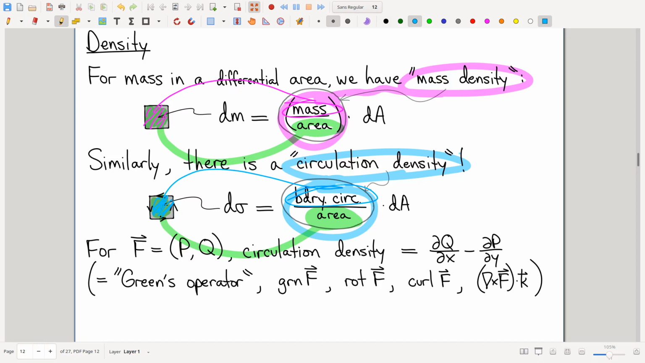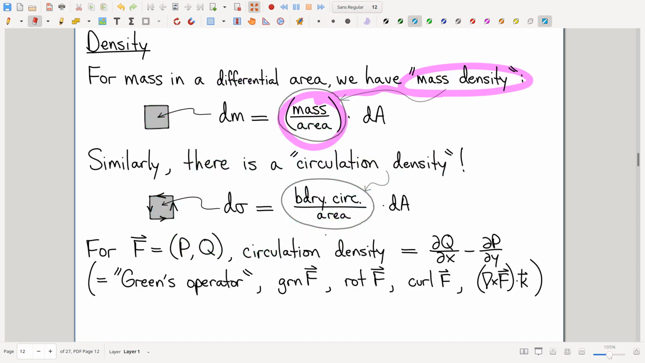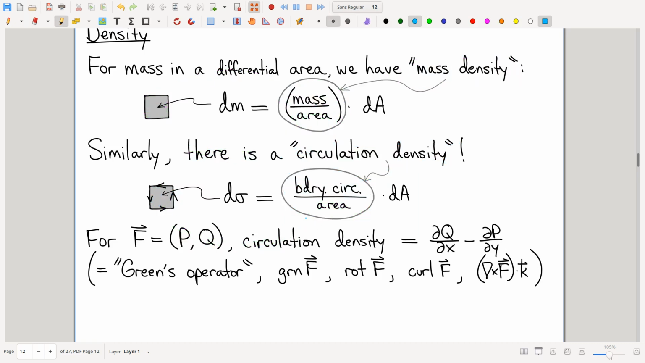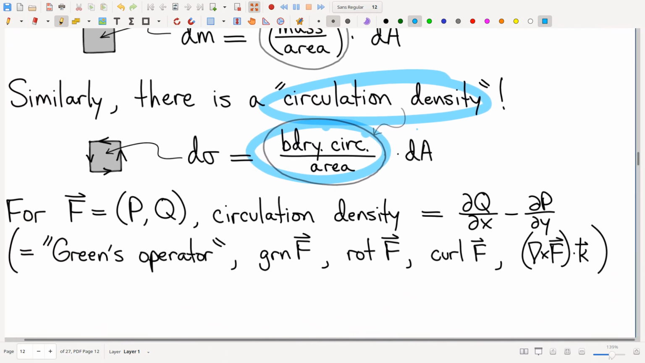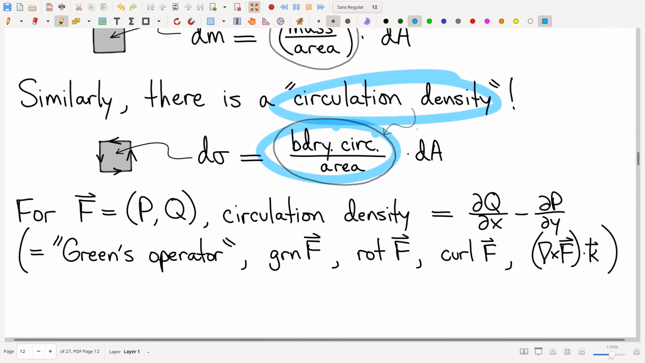Okay. All right. So with all of this noted, I do need to give you some notations before we move on to putting this all together. Okay, so that, boundary circulation per unit area, this is what we mean by circulation density. And here are various notations and terminologies that we use to talk about it.